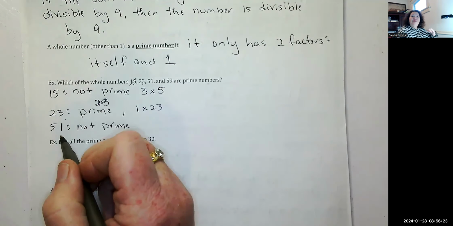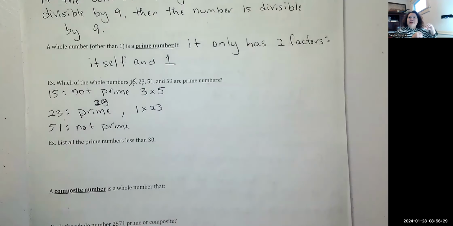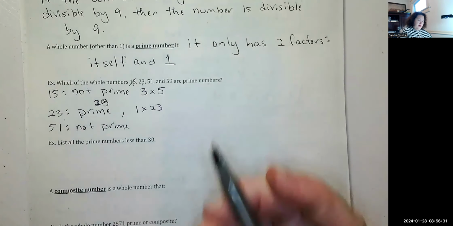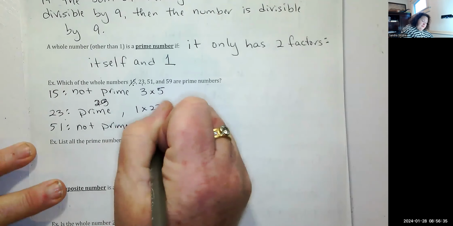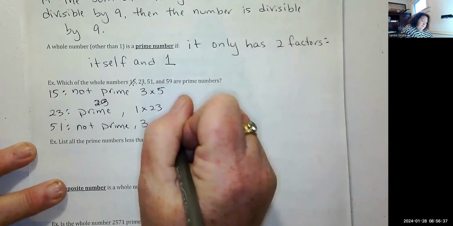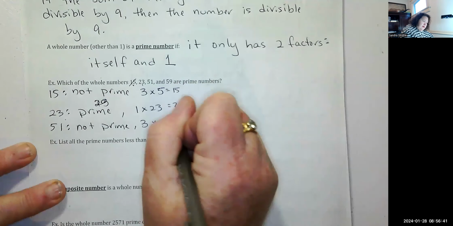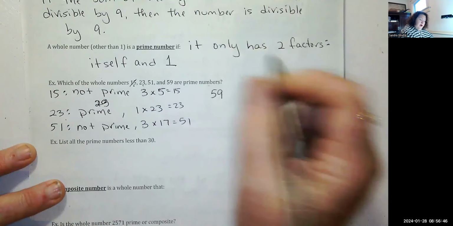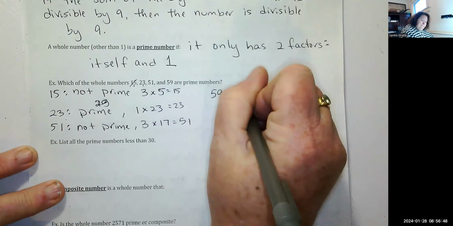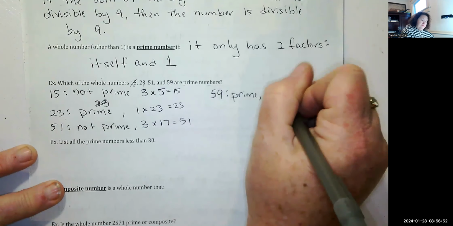So I always start from, once I hit my zeros, my 1s, my 2s, my 5s, then I go to my 3s. And 51 is not prime because I can multiply 3 times 17. And that's 51. 15, 23, 51. And then 59, well, it's prime. It only has 1 times 59.